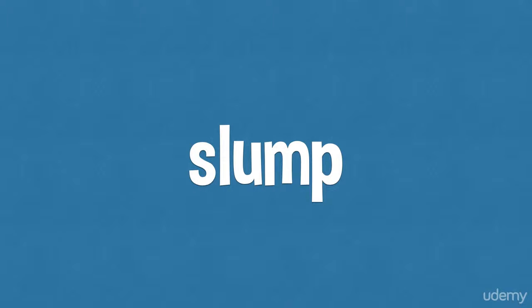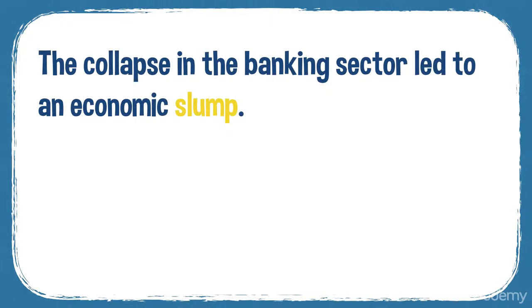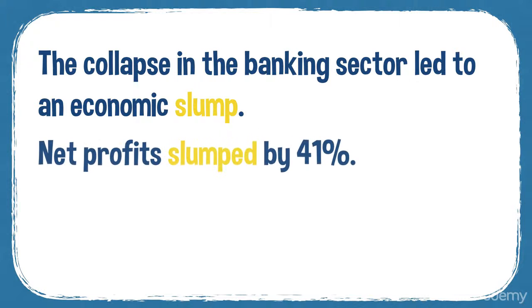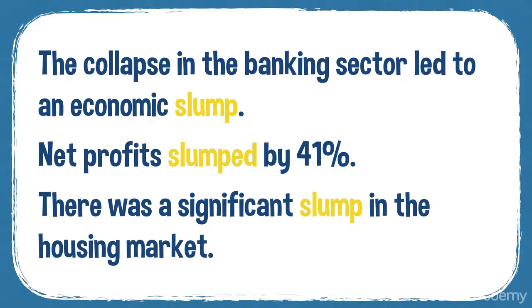It's when there's a decrease in economic growth or stagnation. So when there is no growth, it's flat, there are fewer jobs, people spend less money. So the collapse in the banking sector led to an economic slump. This was in 2008. Net profit slumped by 41%. There was a significant slump in the housing market, so maybe housing prices started to fall.